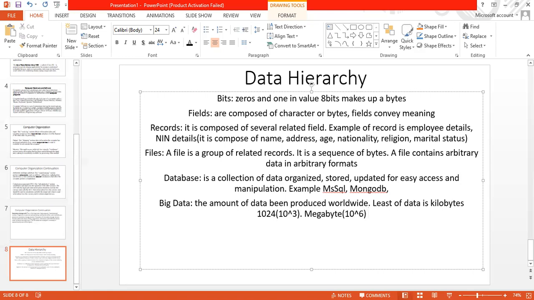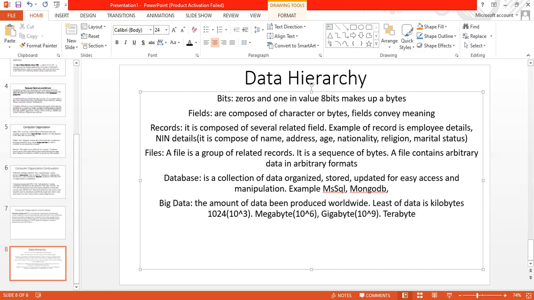Yes. So we also have the gigabytes. Gigabytes is more than the megabyte. That is 10 raised to the power of 9. That is gigabytes. Also, we have the terabyte.